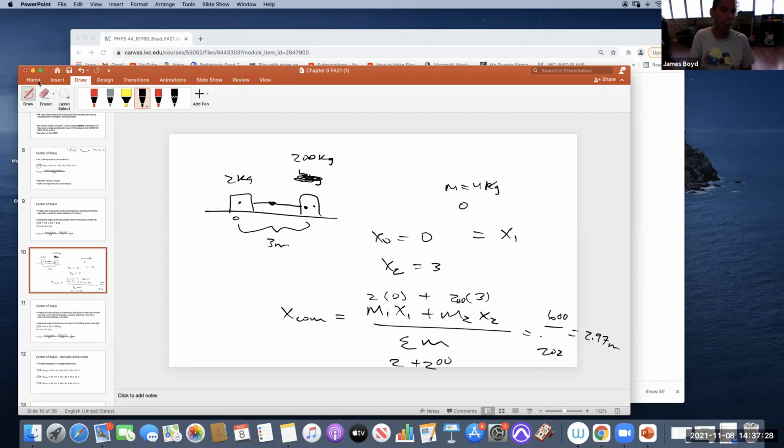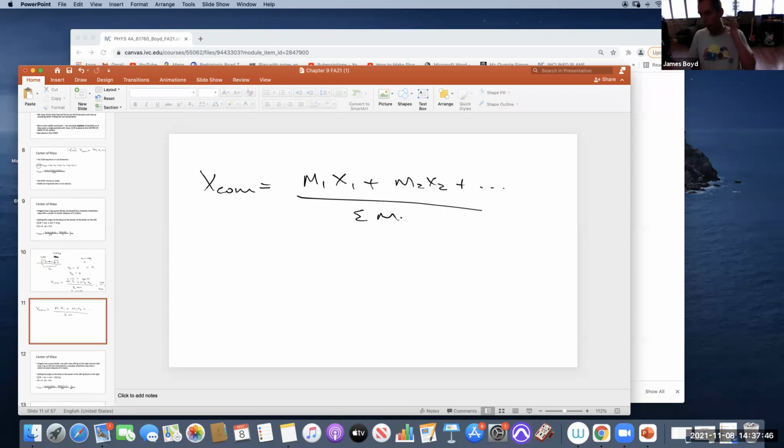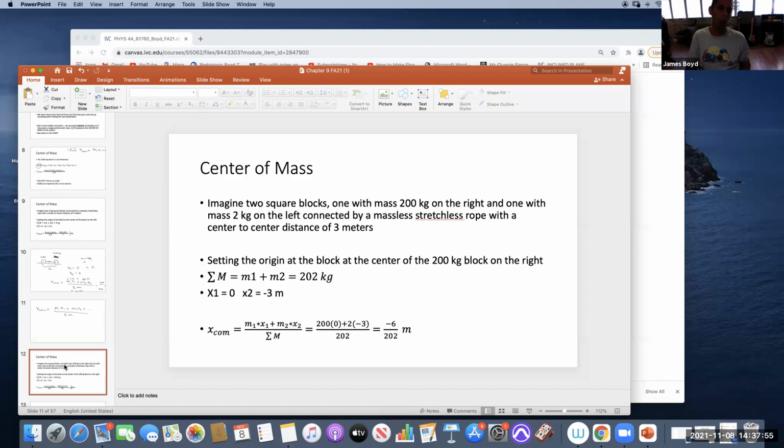But the big takeaway here is that in one dimension, we can write that the position of our center of mass is simply each individual mass times its position divided by the sum of all the masses. Quite easy, quite nice. That works for particles. We're going to talk about objects in a minute.